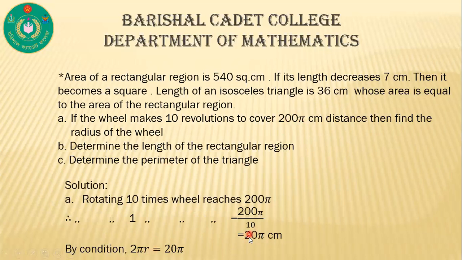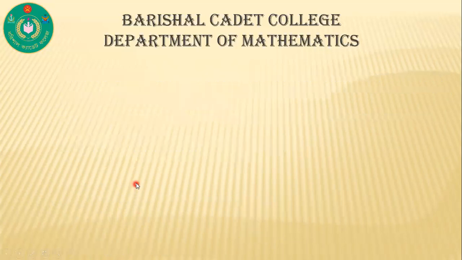Given that, 2 pi r is equal to 20 pi. That's why we can write 2 pi r is equal to 20 pi. Now pi cancels, then we can write r is equal to 10 centimeters. This is our required answer.